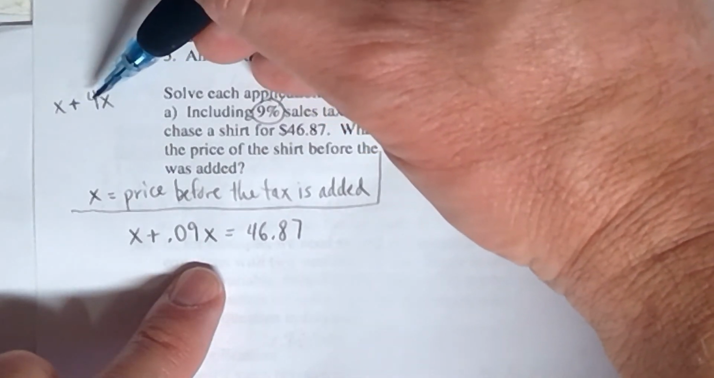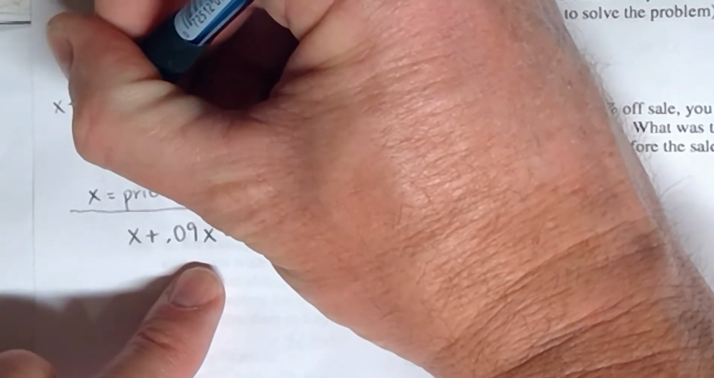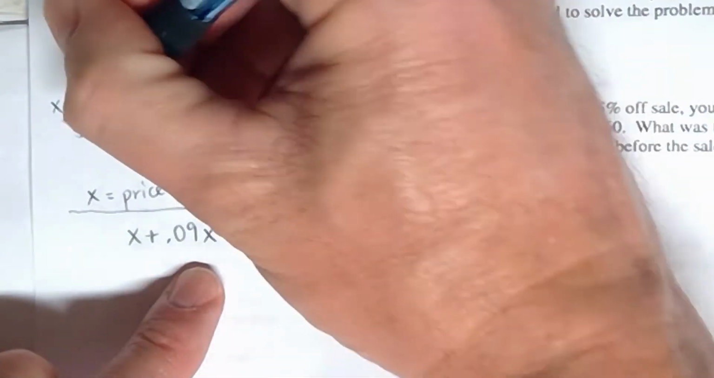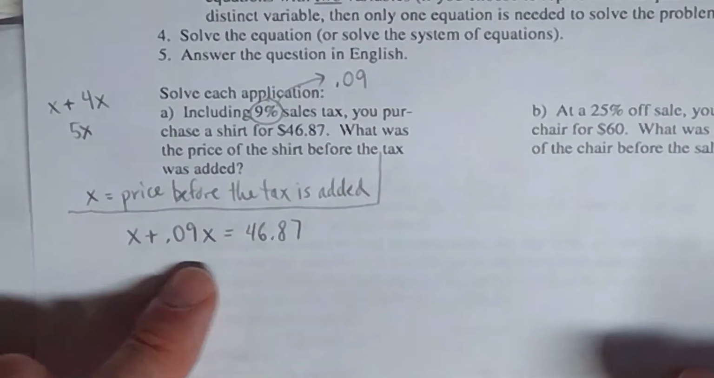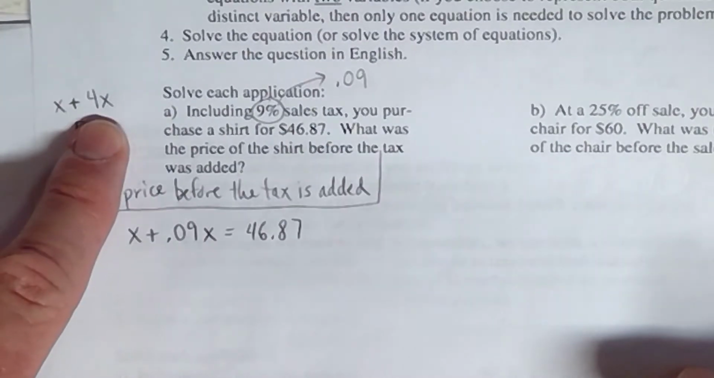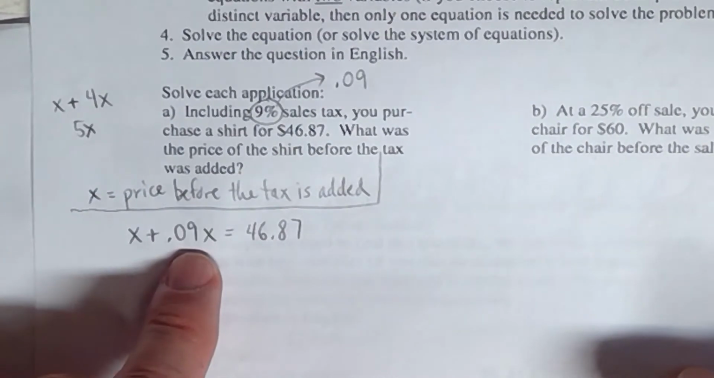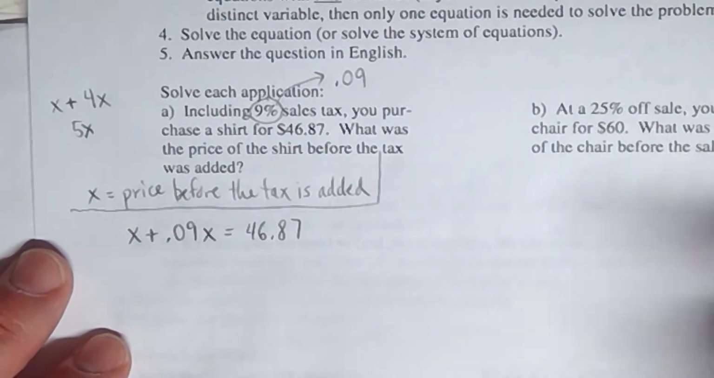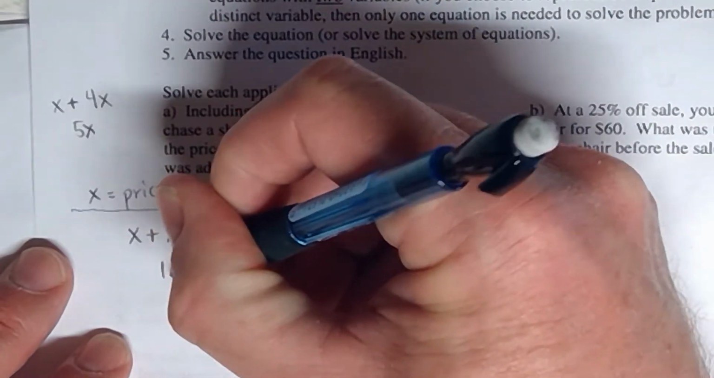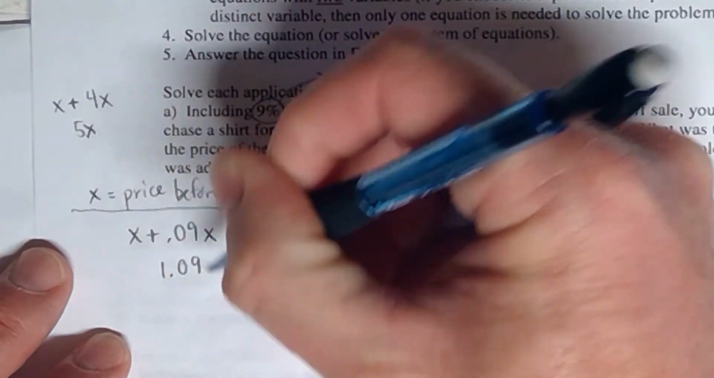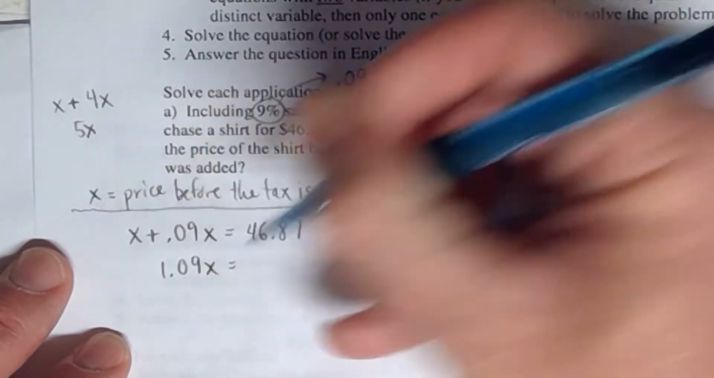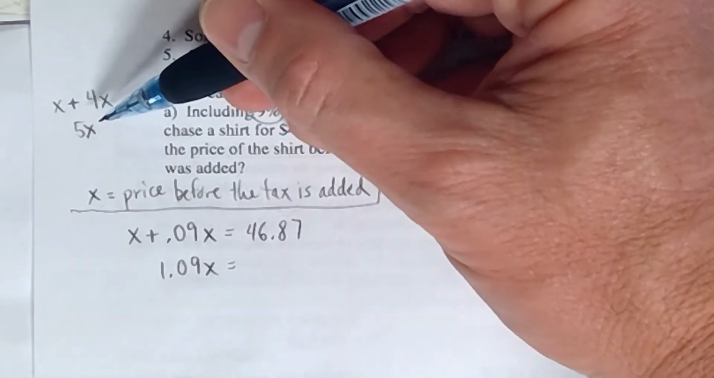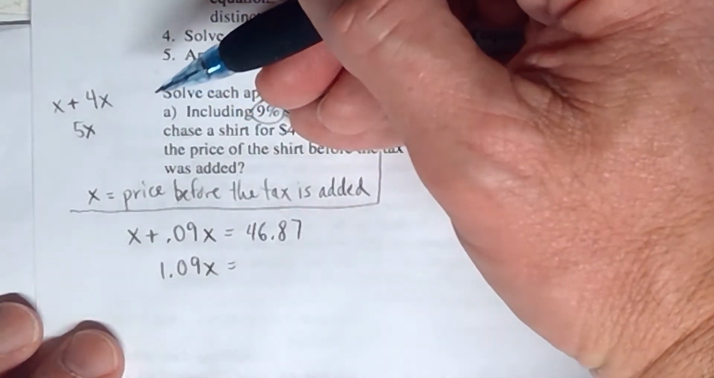You'd say 1 plus 4 equals 5x. So wouldn't it make sense that, in the same way you did 1 plus 4, you should do 1 plus 0.09? So let's go ahead and put that in our calculator. What is 1 plus 0.09? 1 plus 0.09 is 1.09. And of course the x stays the same, just like it did up here, because they're like terms that you're combining.